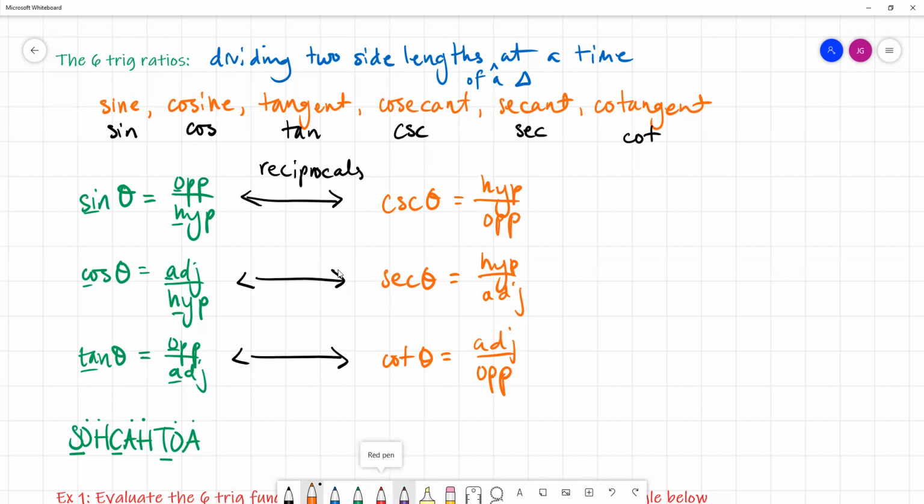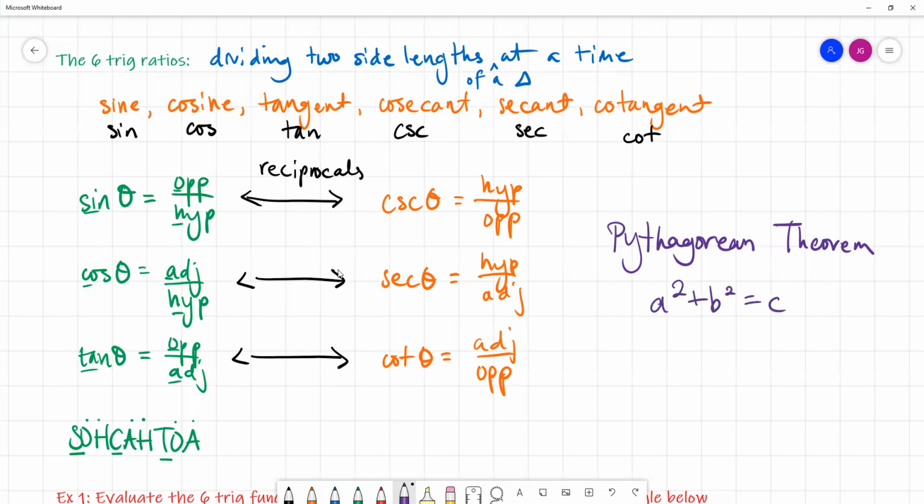Okay, and then one last thing, just as a reminder, the Pythagorean theorem, okay? Do you remember what the Pythagorean theorem says? It says if I have a squared plus b squared, that's going to equal c squared.